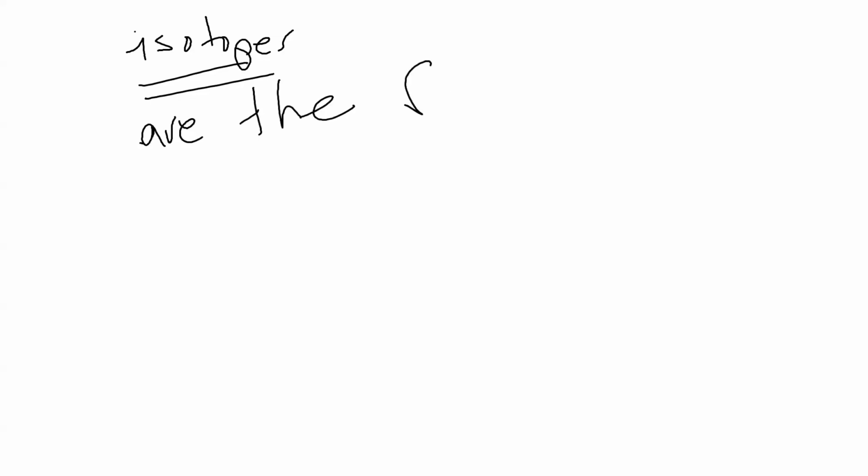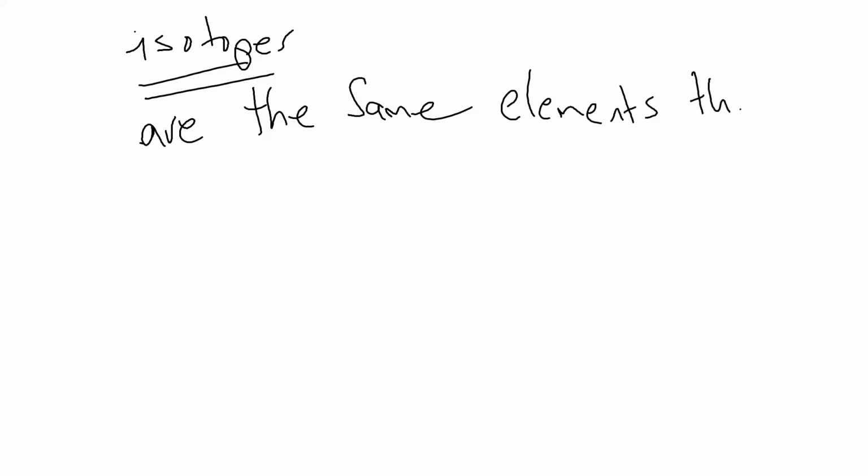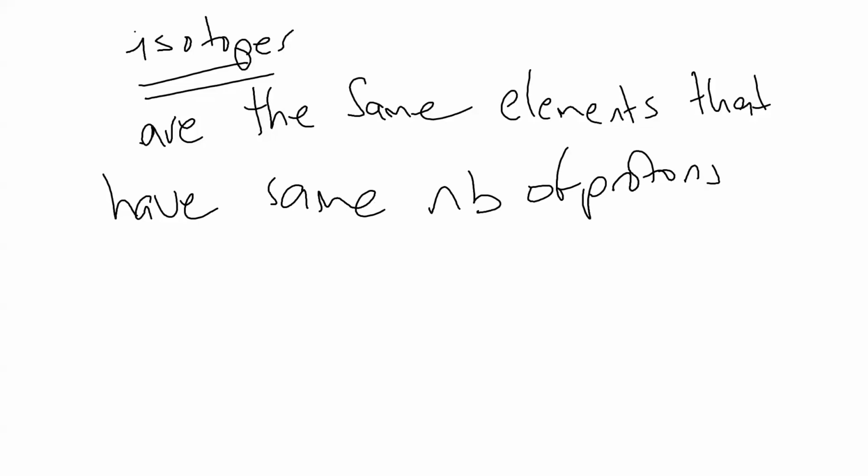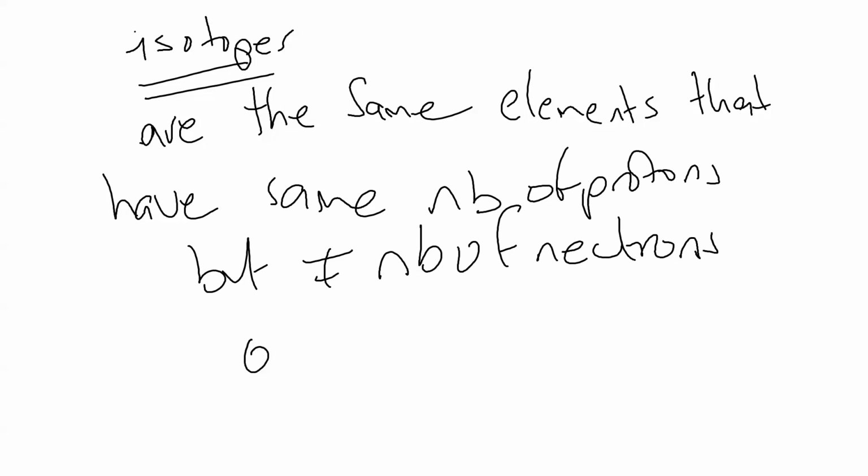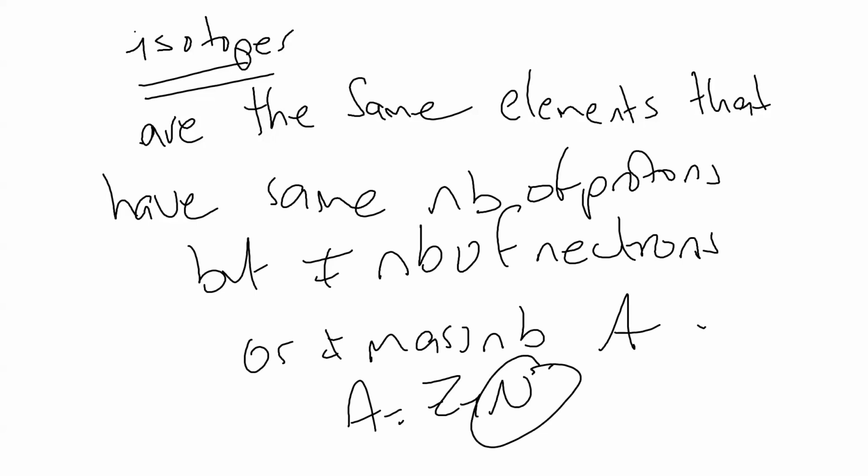So let's think about isotopes. Isotopes are elements that have the same number of protons, which is Z, but a different number of neutrons, or a different mass number A. Of course, since the formula is A equals Z plus N, if the number of neutrons changes, A is going to change. If the number of neutrons is constant, A is going to be constant.